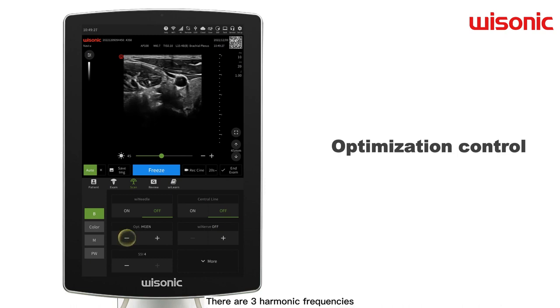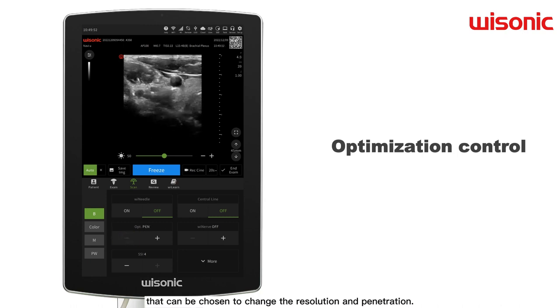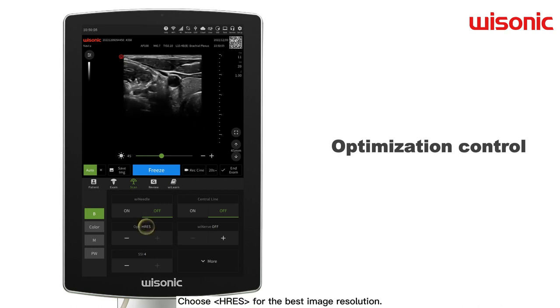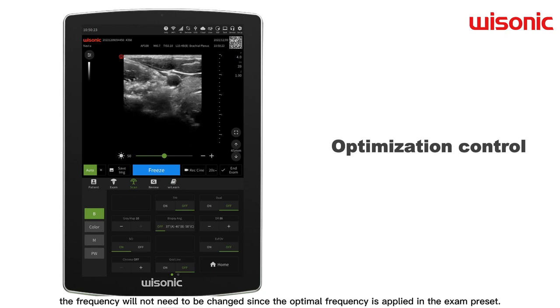There are 3 harmonic frequencies and 5 fundamental frequencies that can be chosen to change the resolution and penetration. Choose HRES for the best image resolution. The H represents harmonic. To turn off the harmonic image, find THI in More. Tap Off. Most of the time, the frequency will not need to be changed since the optimal frequency is applied in the exam preset.